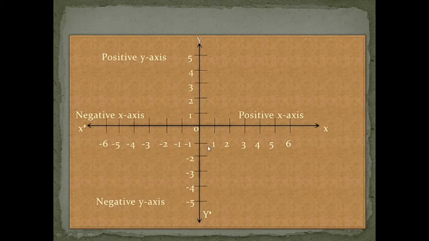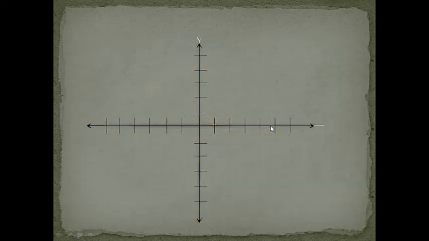So here you can notice that from the origin to the right hand side all positive numbers are given, and from the origin to the left side all negative numbers are given, and on the y-axis from the origin to the top all positive numbers and from the origin downward all negative numbers. So we can call this line the positive y-axis, this the negative x-axis, this one the negative y-axis, and this line the positive x-axis.